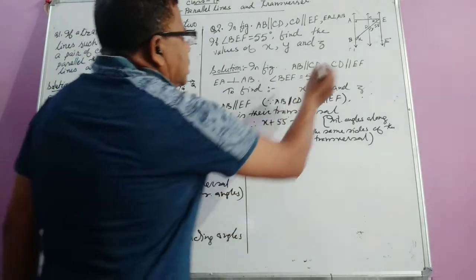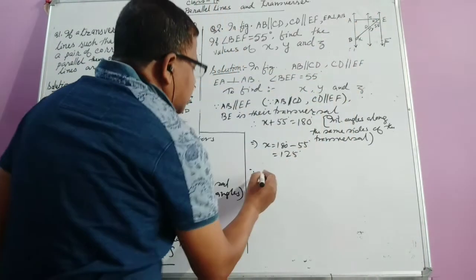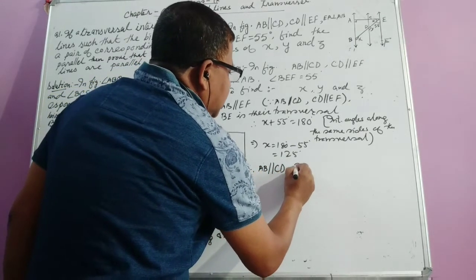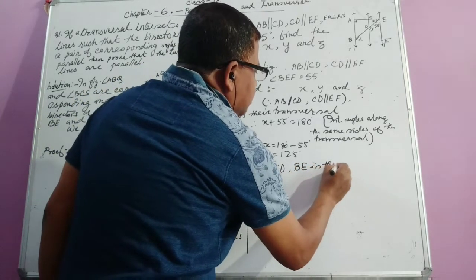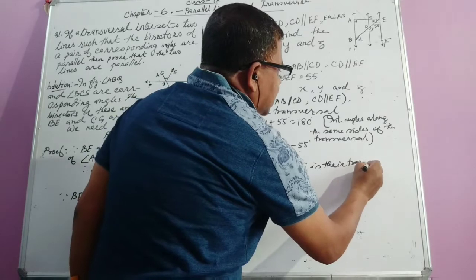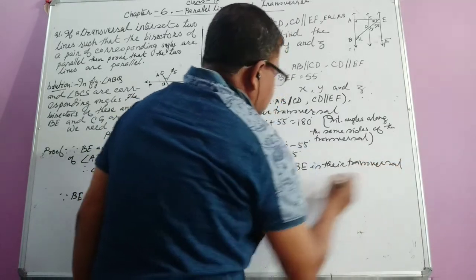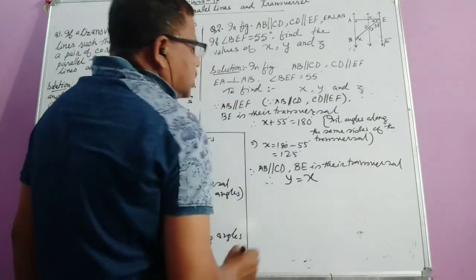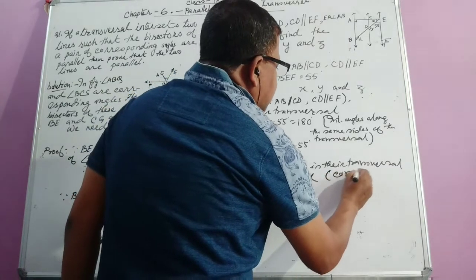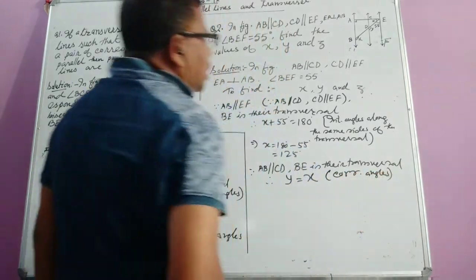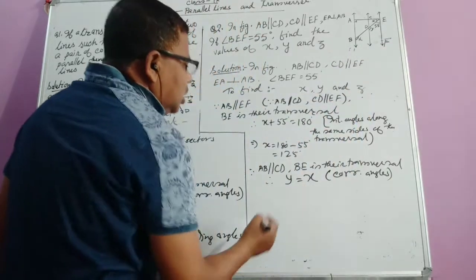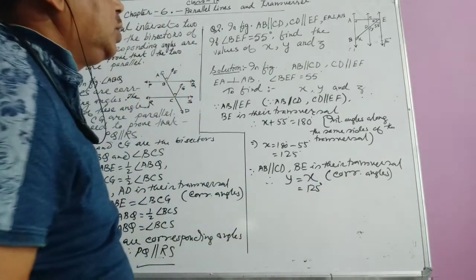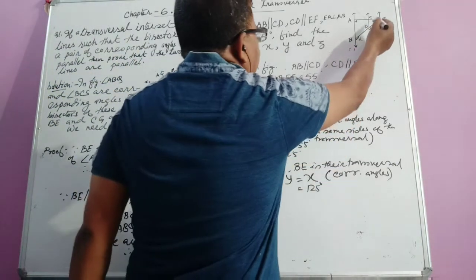And again, since AB is parallel to CD and BE is their transversal, angle Y is equal to angle X, because these two are corresponding angles. Since we found X as 125 degrees, therefore Y is 125 degrees. Now we find Z.